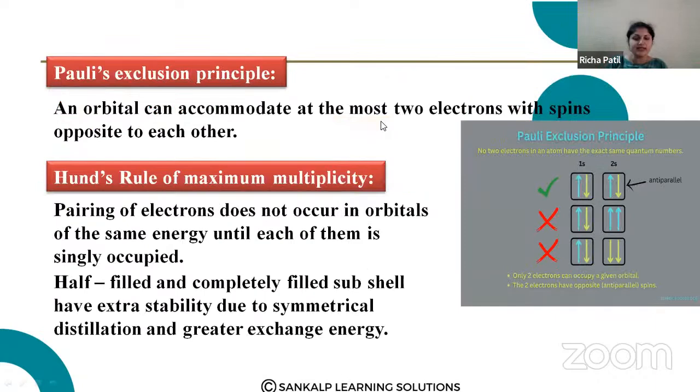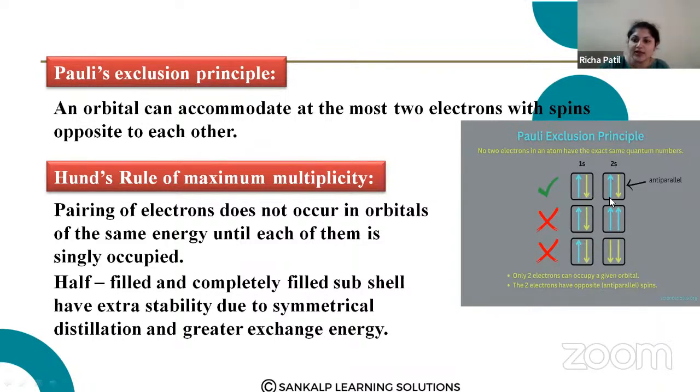Next is Pauli's exclusion principle. An orbital can accommodate at most 2 electrons with spins opposite to each other. So what is Pauli's exclusion principle? No 2 electrons in an atom can have the exact same quantum numbers. There are 4 quantum numbers, so no two electrons will have the same set of 4 quantum numbers. You can see this example of how the electrons are arranged. Here, both the electrons are anti-parallel to each other.